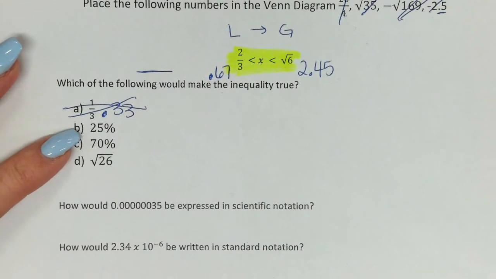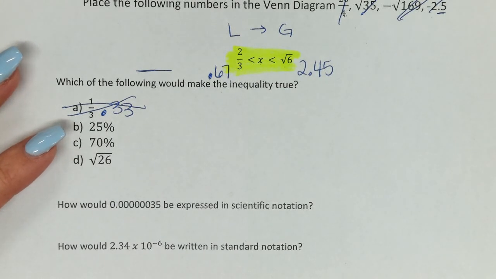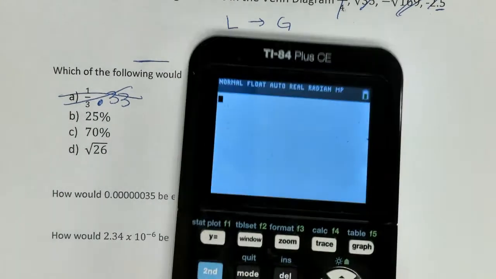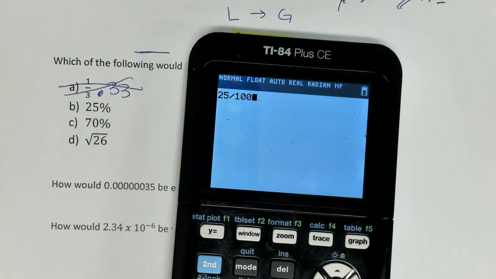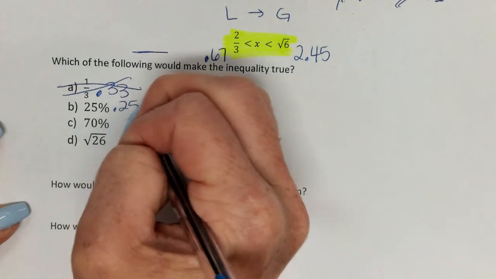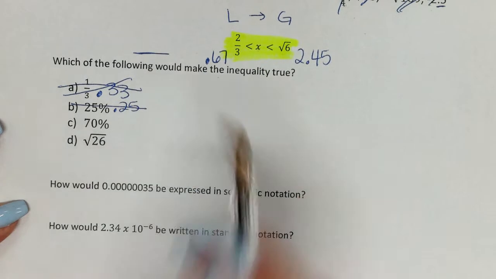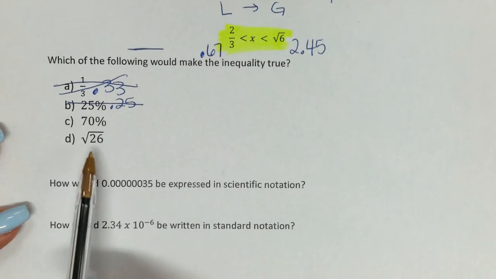Let's go to 25%. How do you change a percent to a decimal? Divided by 100. So 25 divided by 100 is 25 cents. Would 25 cents fit in the middle? Yes or no? Nope.